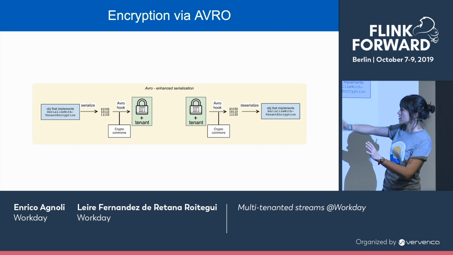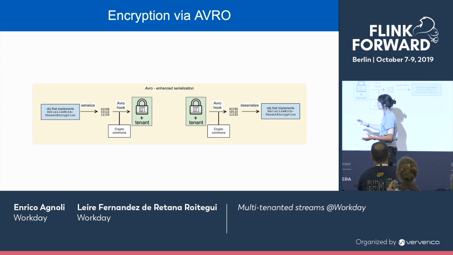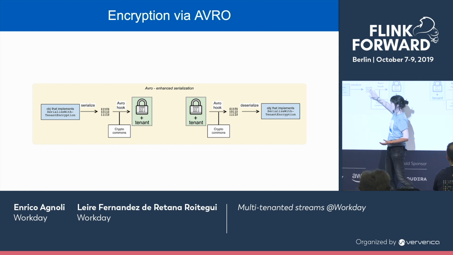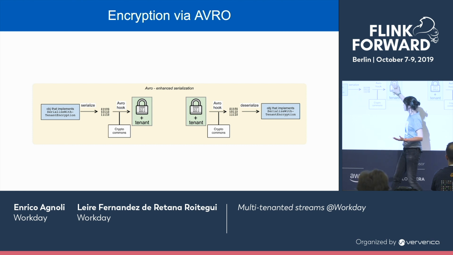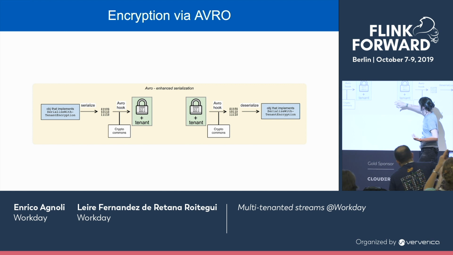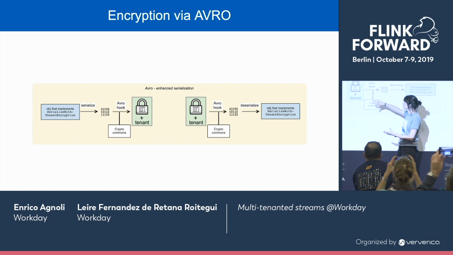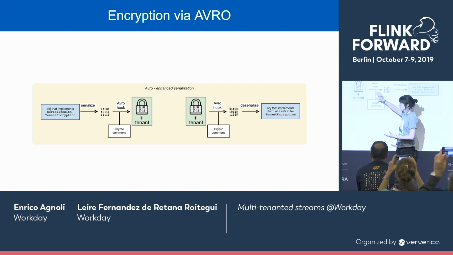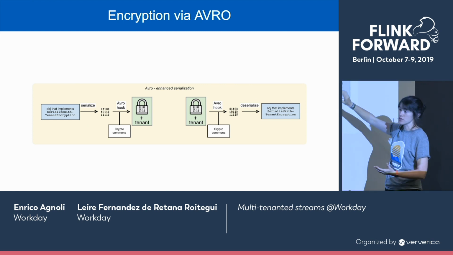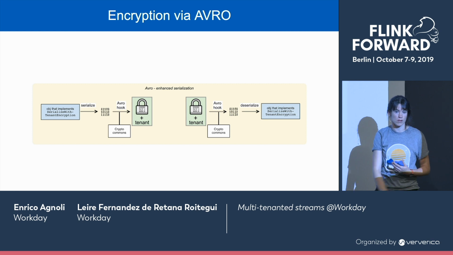Here's a bit of what I just explained, more on a diagram. So what we're trying to achieve with this is: an object comes in, serialized by the standard functionality of AVRO, and then we want this hook to kick in to do our custom bit. And similarly on the decryption, we want our custom logic to kick in to decrypt it, to continue with deserialization, and then the message can follow on.